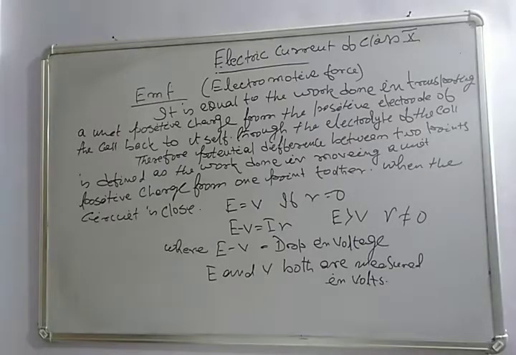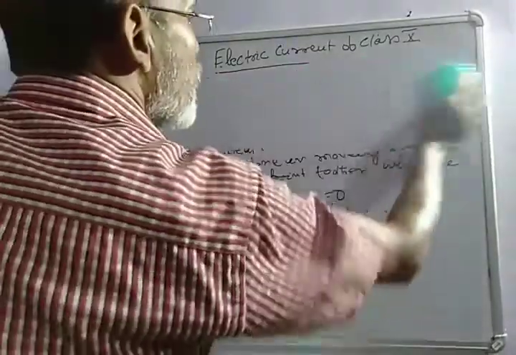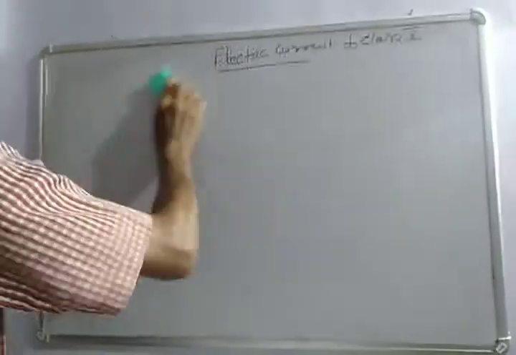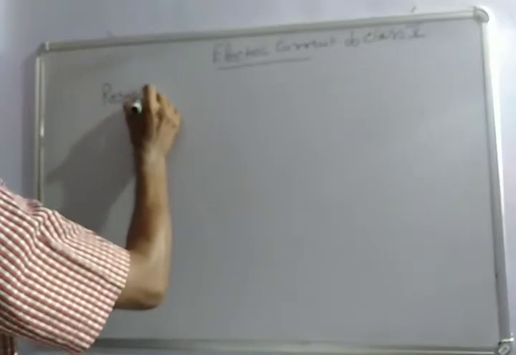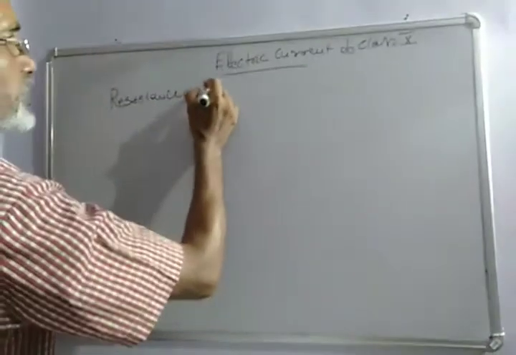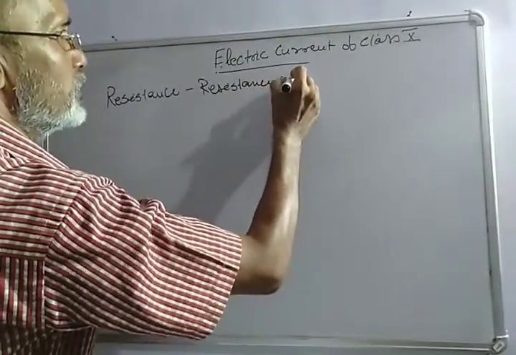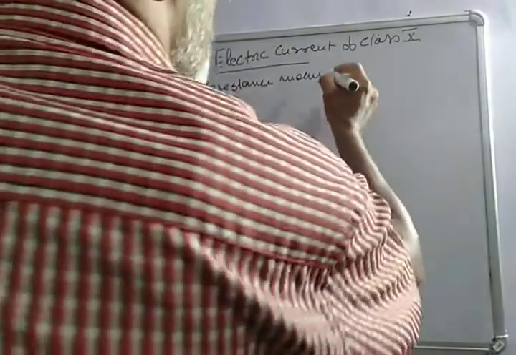Next we will come to resistance. What do you mean by resistance? Resistance, as the word defines, means to resist. The one who resists the useful works. So here also similarly, resistance means obstruction offered to the flow of current by the wire.